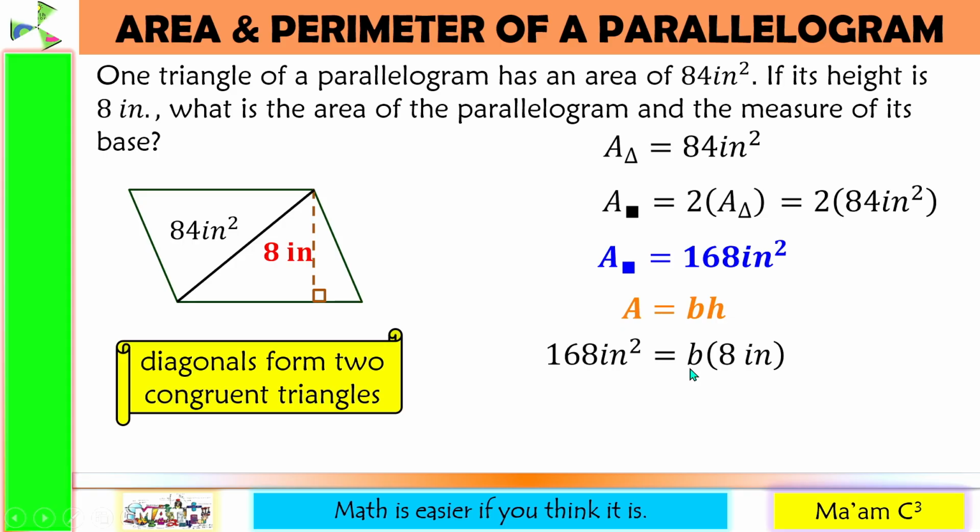To solve for the value of b here, let us divide both sides by 8 inches. So this 8 inches here will cancel out. Inches squared and inches in the denominator, so 1 inch in the numerator will be cancelled out. 168 divided by 8 is equal to 21, and then we have 1 inch remaining here. So base is equal to 21 inches.